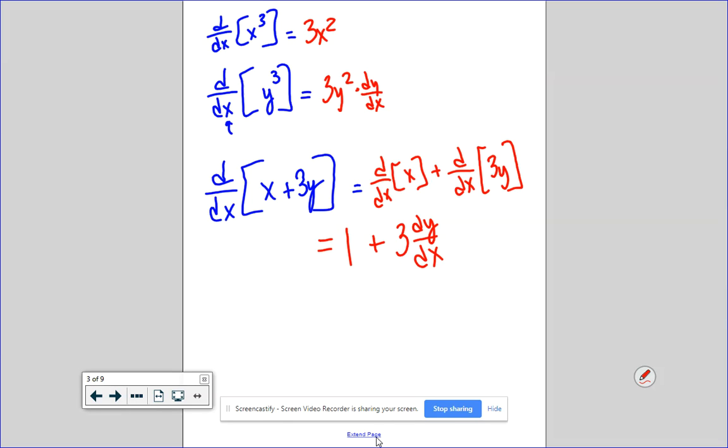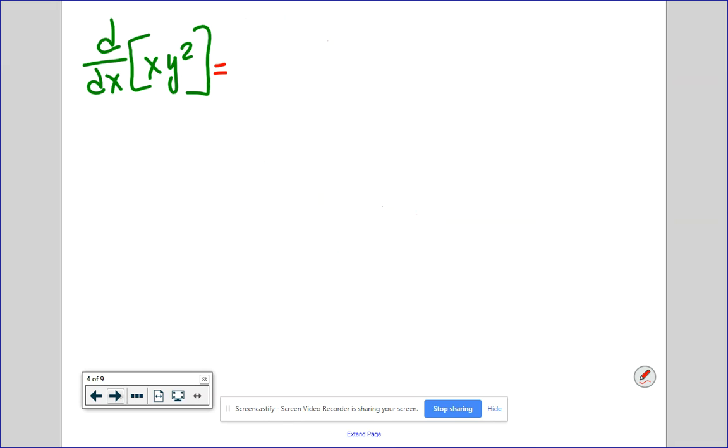Good. So are these implicit? These are implicit differentiation. Yes, you're doing the derivative of multiple variables with respect to one variable. Okay, so we have been doing explicit differentiation. Okay?